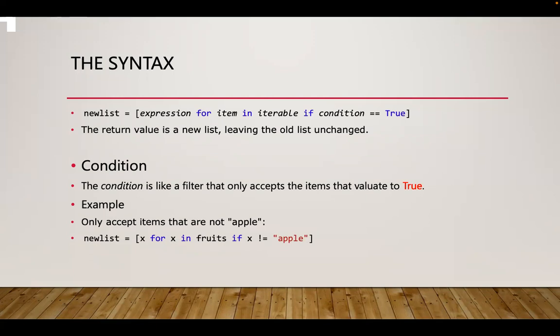So the meaning is if you want to see the list you had before, you will still have the list you had before, the way it is. But the only thing is it's going to create a new list with the items that meet the condition you gave.